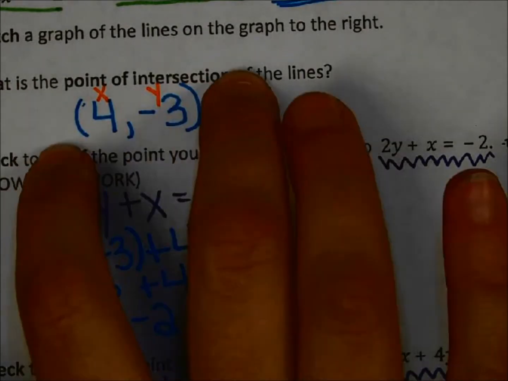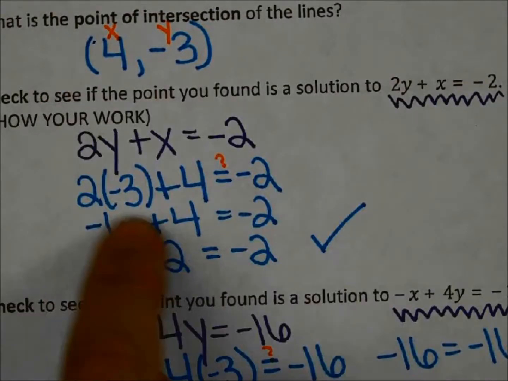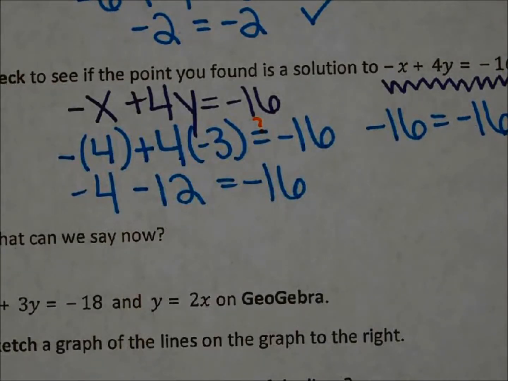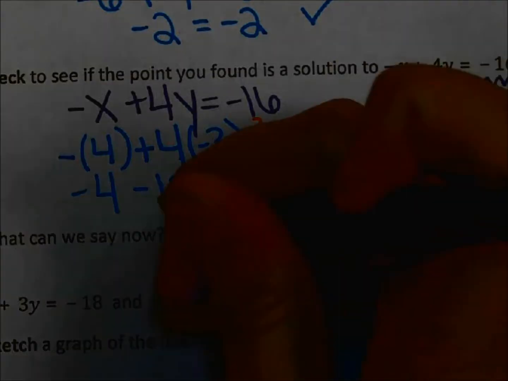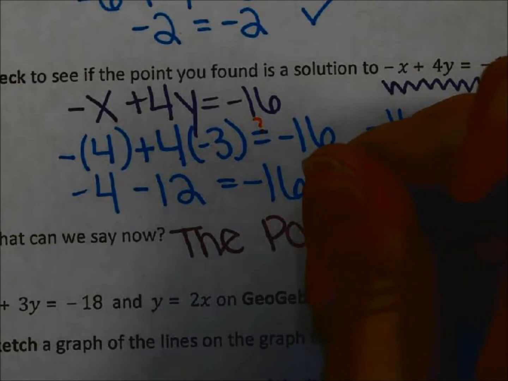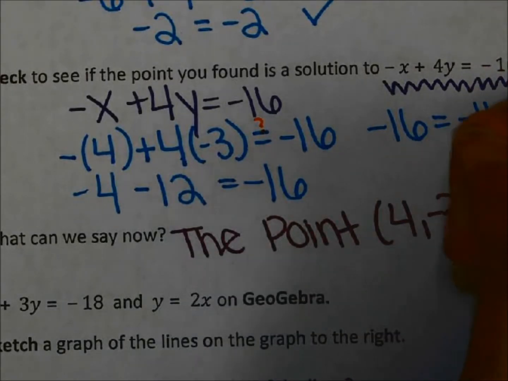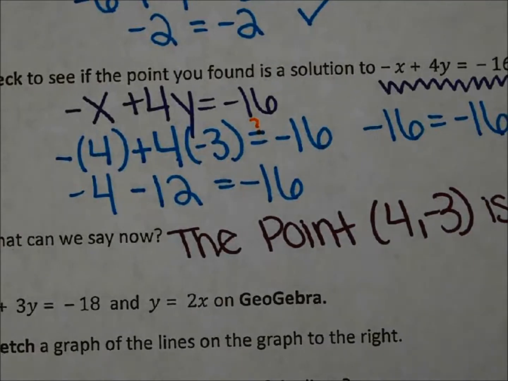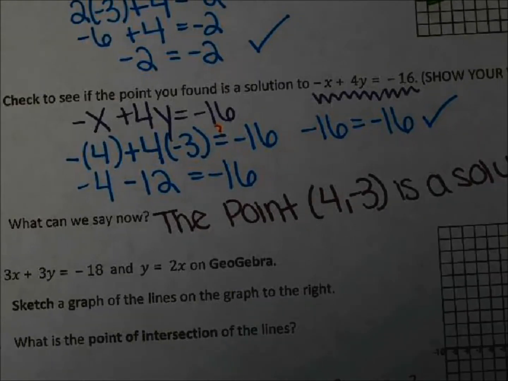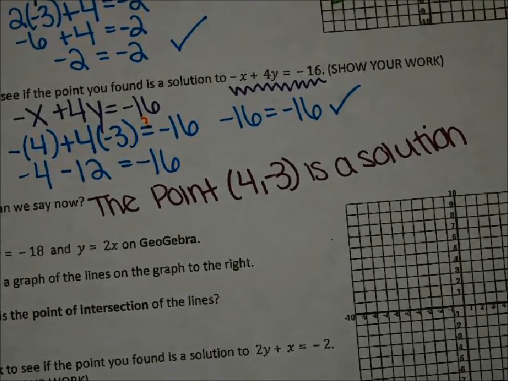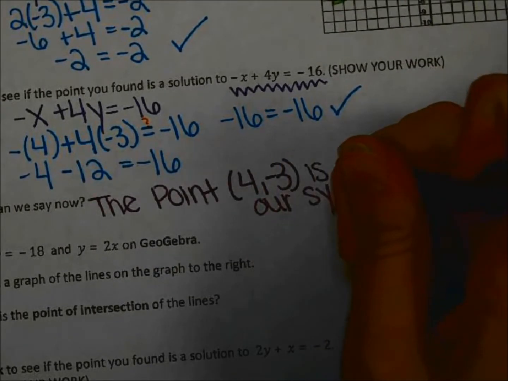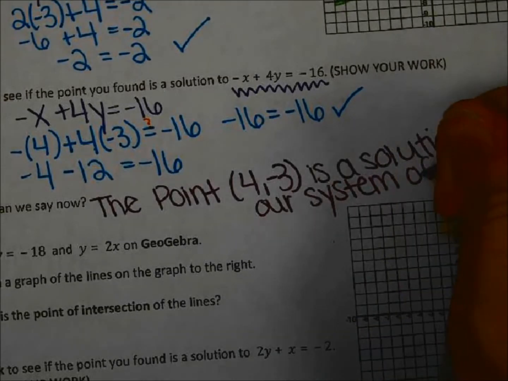Now, since our point (4, -3) is a solution to this equation, and it's a solution to this equation, we can now say that the point (4, -3) is a solution to our system of equations. Oops, sorry, I'll zoom out.